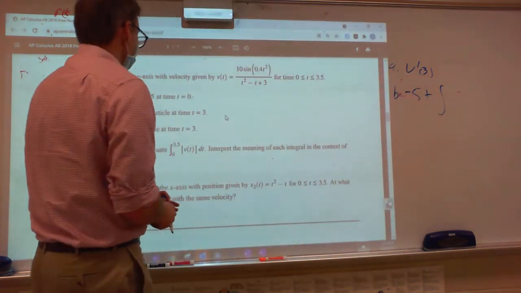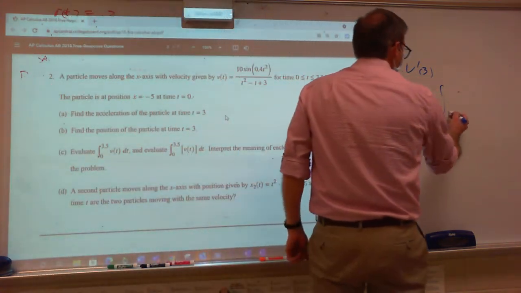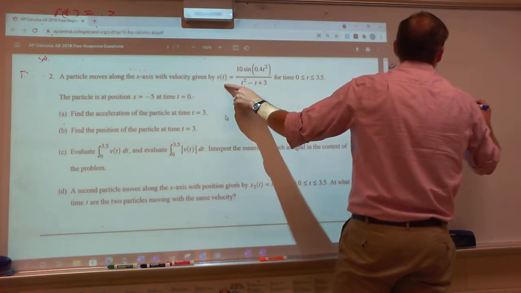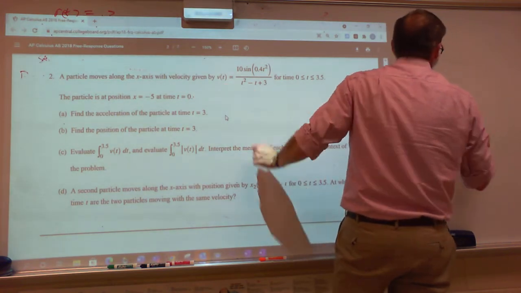Integral from 0 to 3 of y1 dx. Integral from 0 to 3 of, please write v of t. Don't put y1.